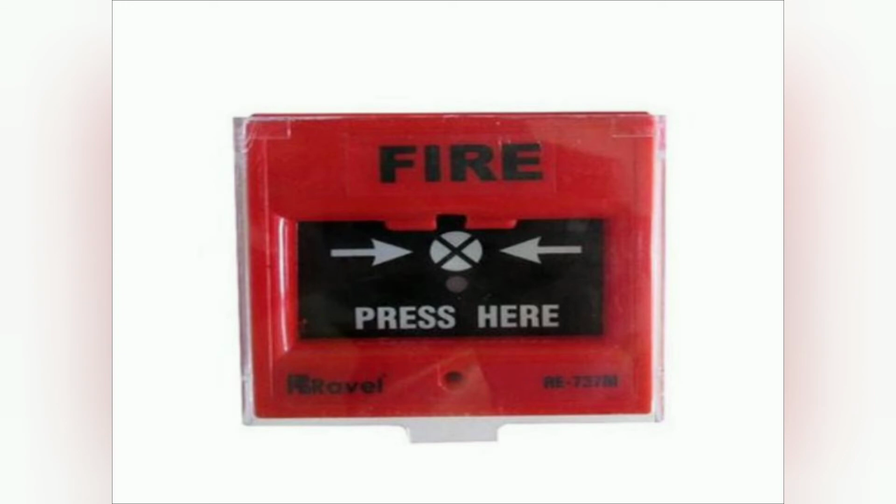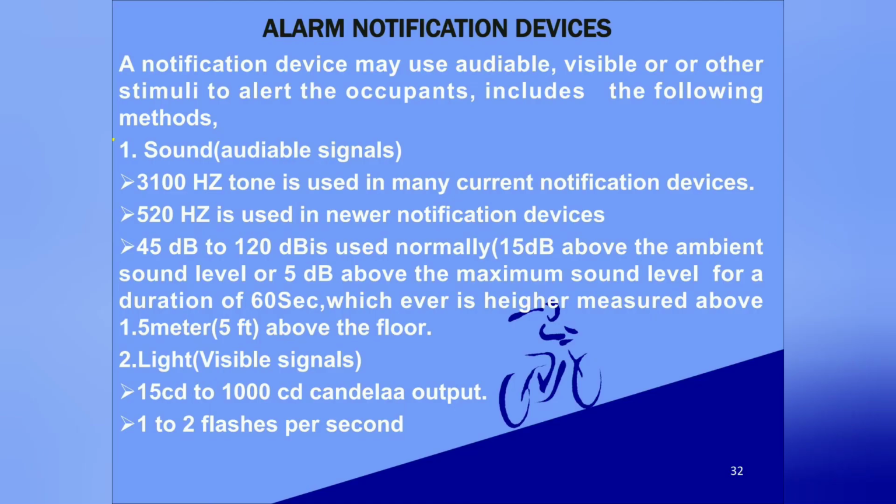Now let's see some notification devices. Notification can be done through two modes, visual and audible. Audible notifications are done through sounders, and the normal output of these audible notifications is in the range of 45 to 120 dB. Visual notifications are done through strobes, and the normal output is 1 to 2 flashes per second or 15 to 100 candela.